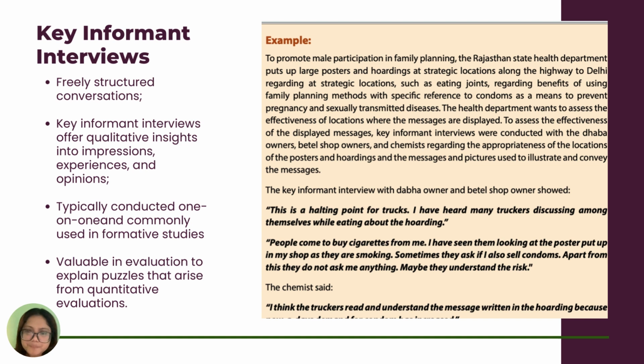Here again is another example of an SBCC program that used key informant interviews. The Rajasthan Health Department in India promotes male family planning through posters at highway eateries. They used key informant interviews with owners and truckers, and they were able to discuss the messages while eating. Customers noticed them while smoking, and there is an increased demand for condoms, indicating message understanding. As you can see, there's an example of the answers of a key informant interview on the topic of male family planning.